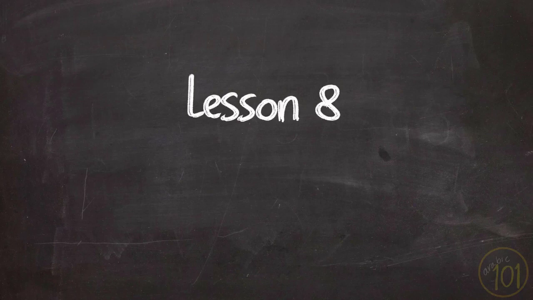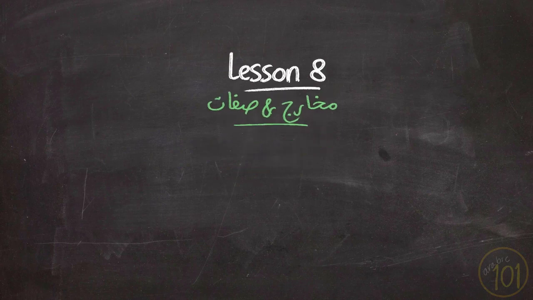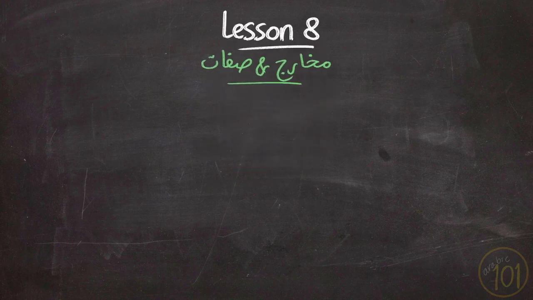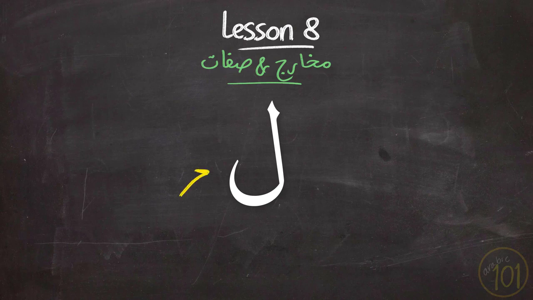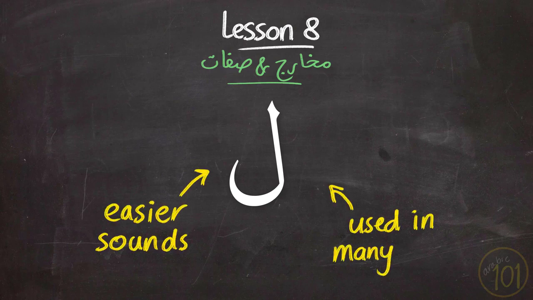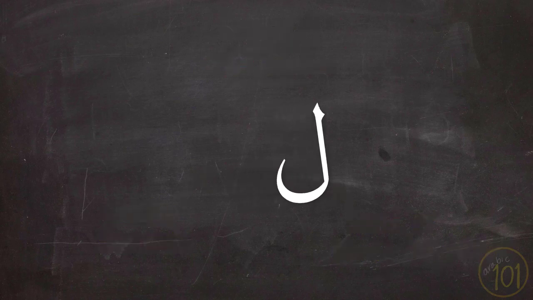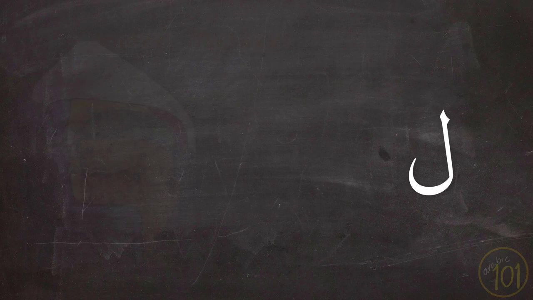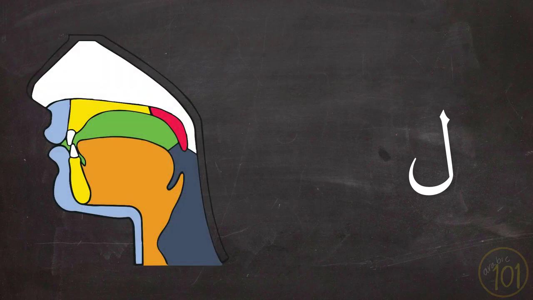Welcome to Lesson 8 of Makharij and Sifaat series. In this lesson, we'll tackle the letter Lam. Lam is one of the easier sounds in Arabic, since it is already used in many languages around the world. To pronounce this sound properly, you need to identify two articulators.